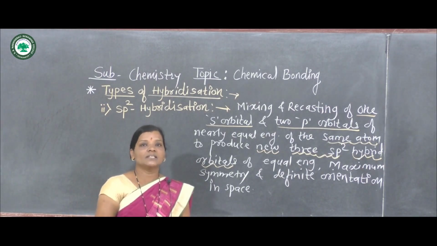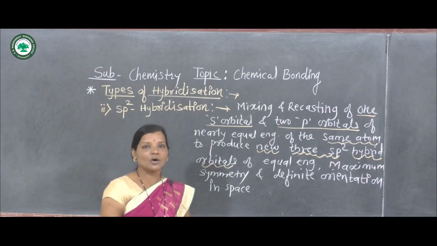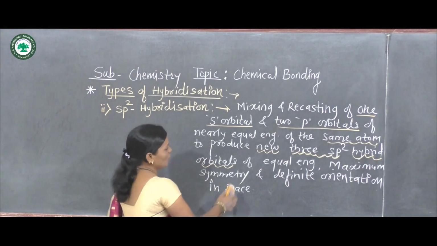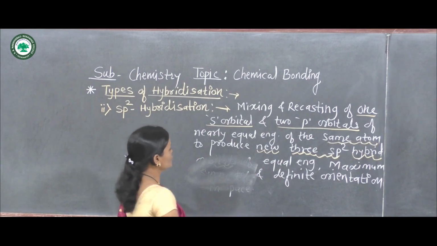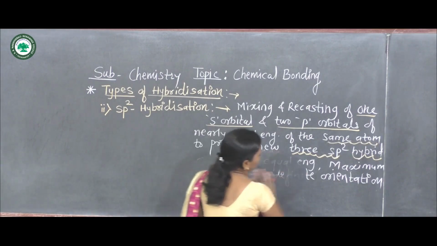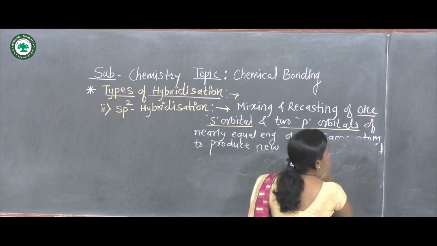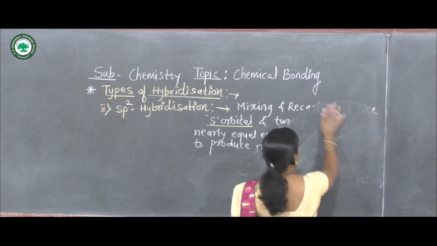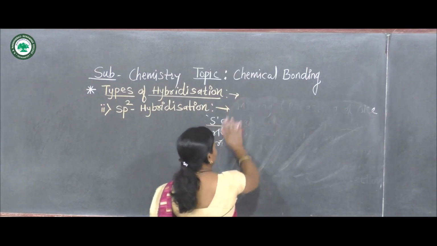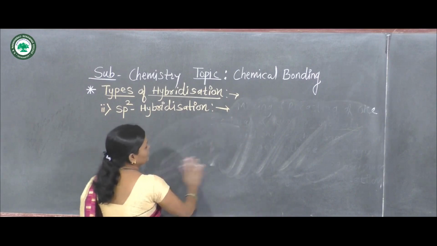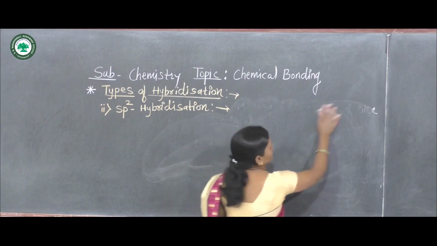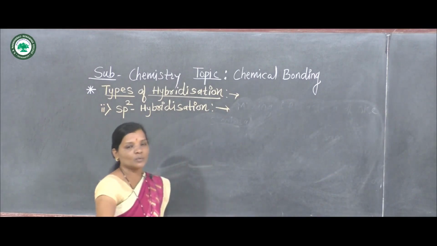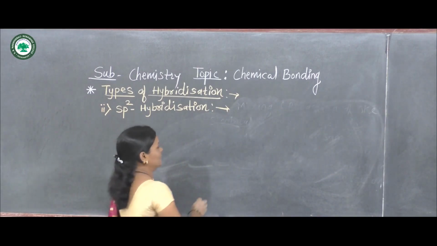Now let us see the example of ethene, or we can say ethylene molecule, in which the carbon atom shows sp2 hybridization. In ethene molecule there are two carbon atoms present, which show sp2 type of hybridization. Now let us see how that hybridization takes place.